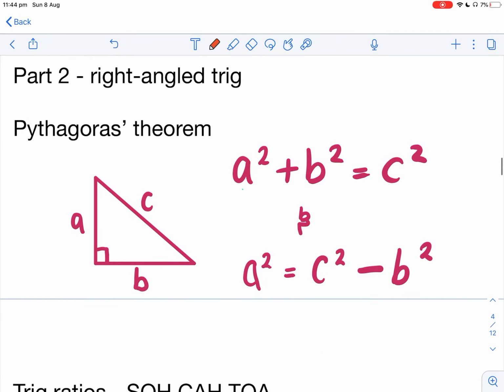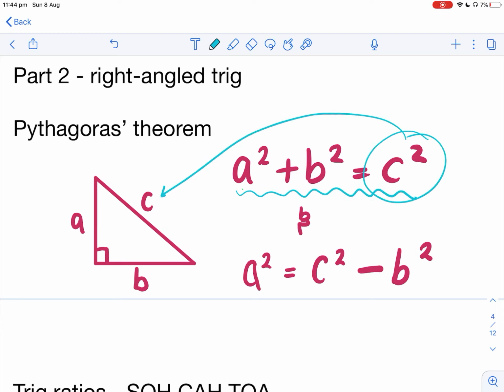Then for right angled trigonometry, you need to know Pythagoras' theorem. So you've got your a squared plus b squared equals c squared. You would use this to find your hypotenuse. Remember, c is always the hypotenuse in Pythagoras. If you want to find one of the side lengths, a or b, if you were looking for a, it would be a squared equals c squared minus b squared. And if you were looking for b, it would be b squared equals c squared minus a squared.